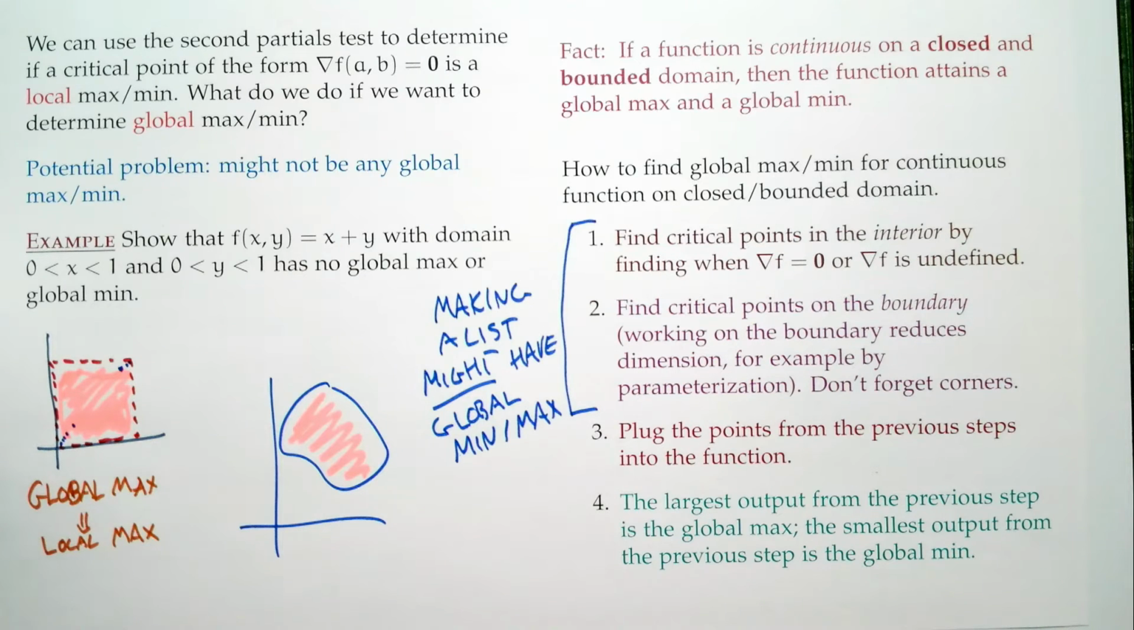And so how do you know if you're doing a problem about global max or global min? You look for the words global max and global min, or absolute max, absolute min. That's how you know you're in this problem. All right?